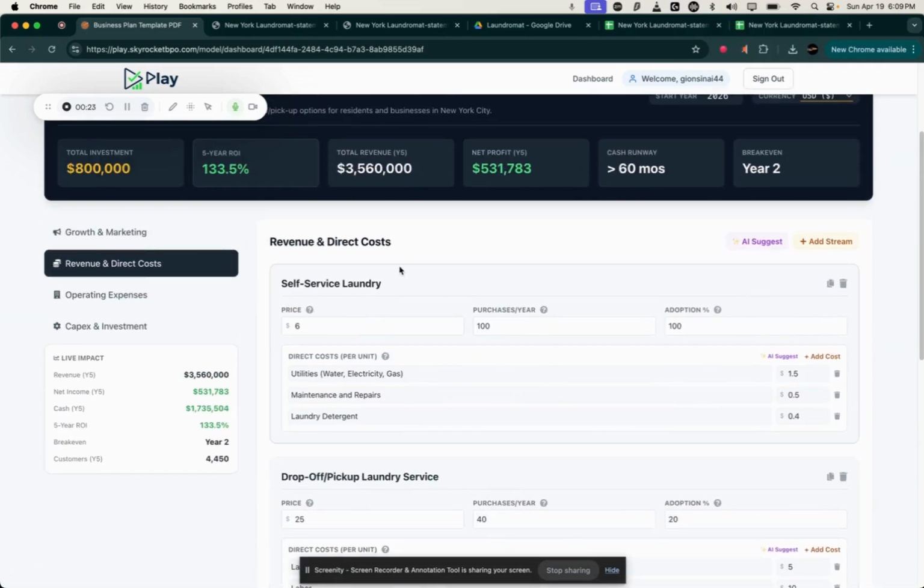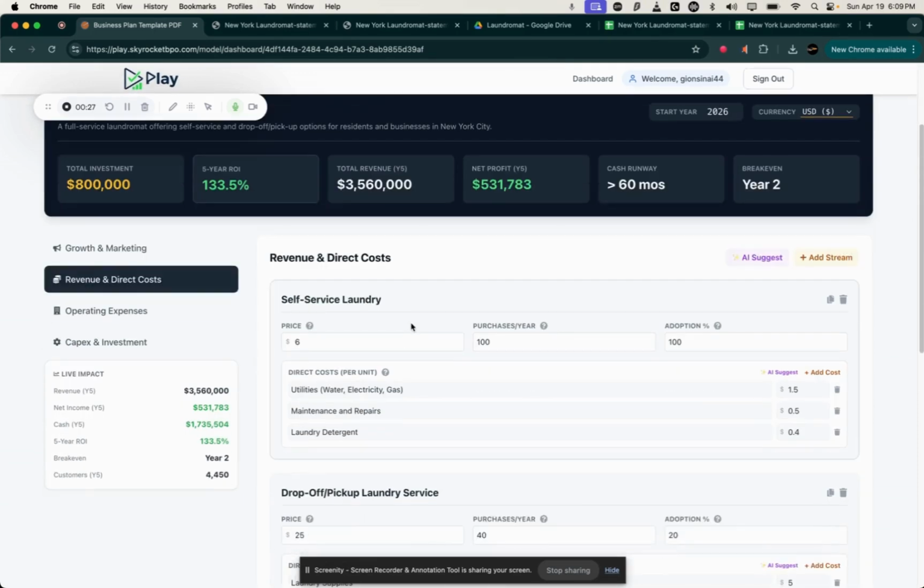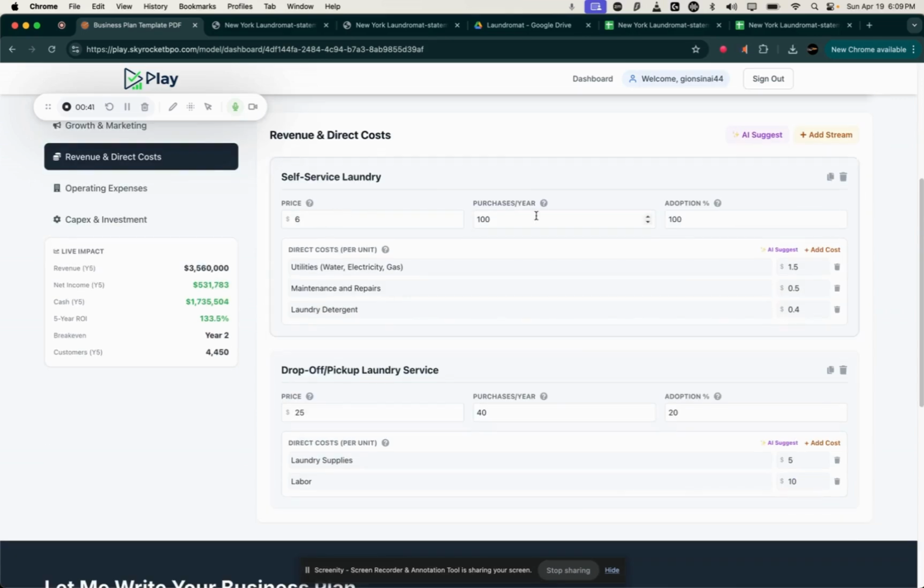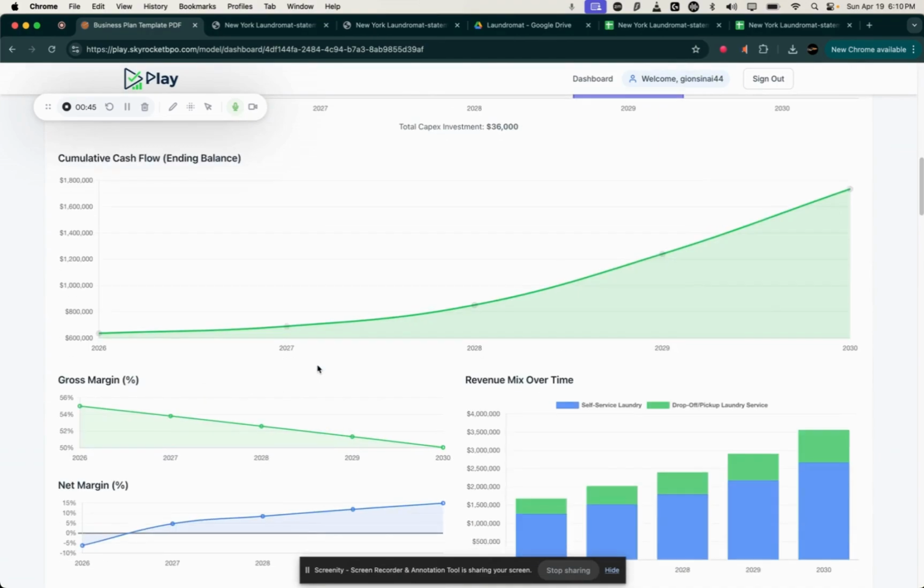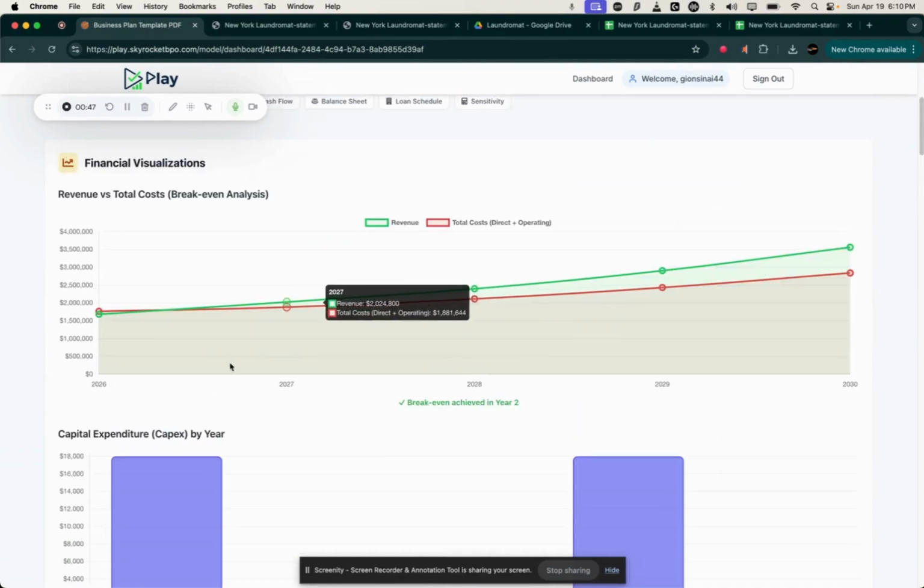So the purpose of this tool is to create financial models without having any knowledge on how to create an income statement, balance sheet, or cash flow statement. So this is how it works. There are three or four different input segments where you can just change the prices and other stuff, and you can find out if the business is going to be profitable by year two or three.